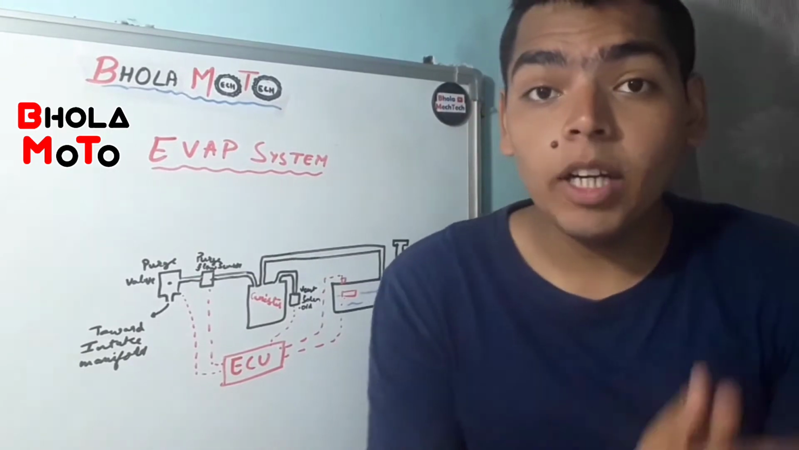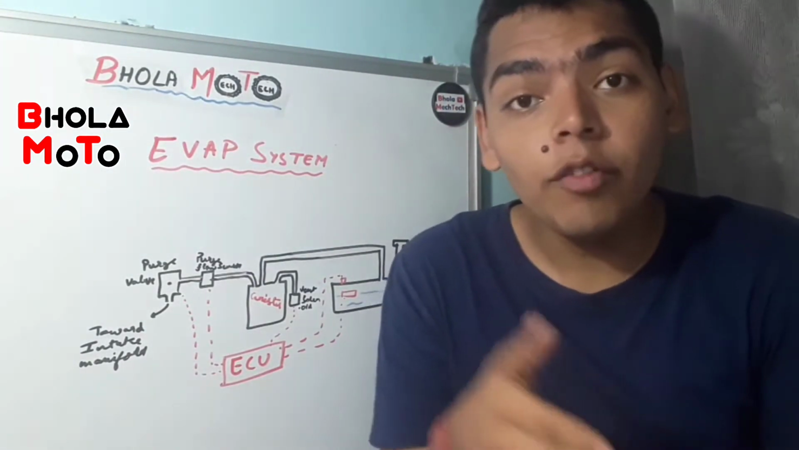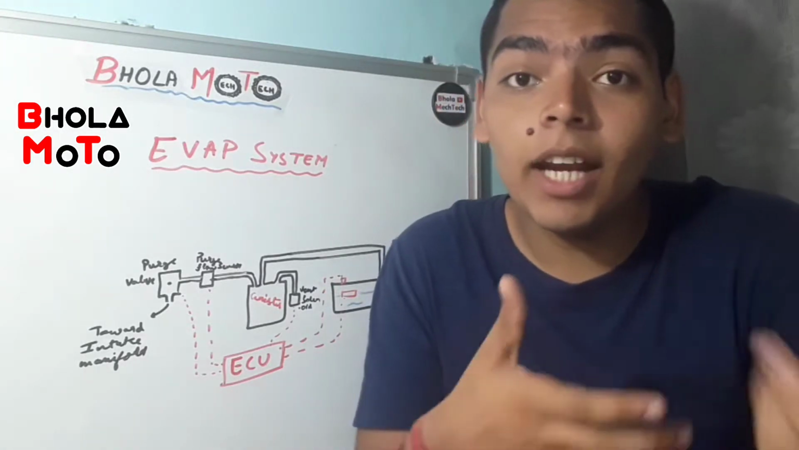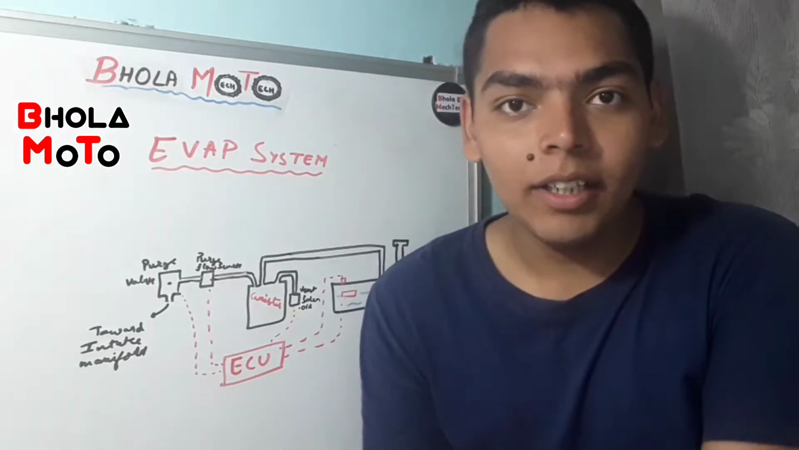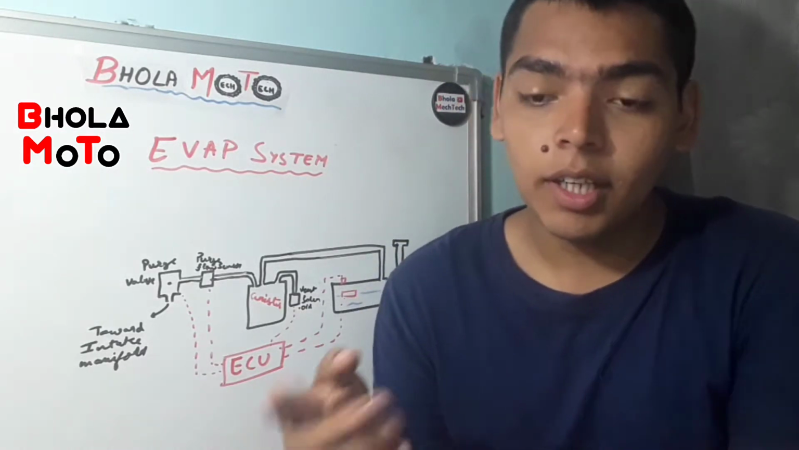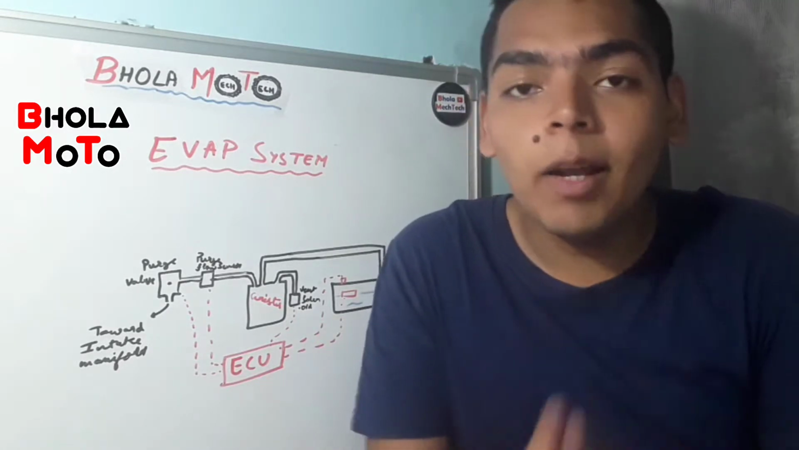Basically, EVAP is the evaporative emission control system, which is used to control the amount of fuel vapors escaping directly into the atmosphere. If these fuel vapors easily escape to the atmosphere, they react with air and sun and make smog. So that's why it is never recommended.